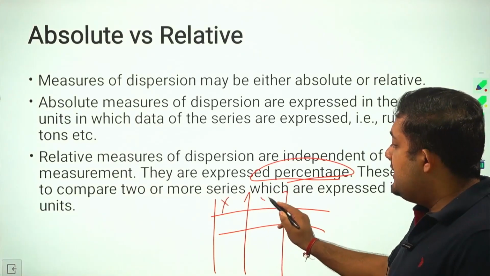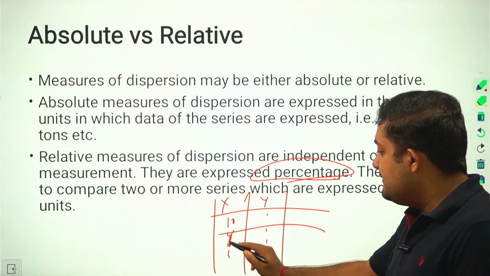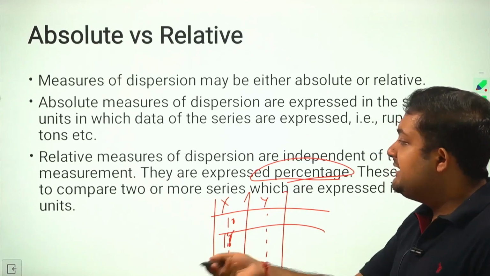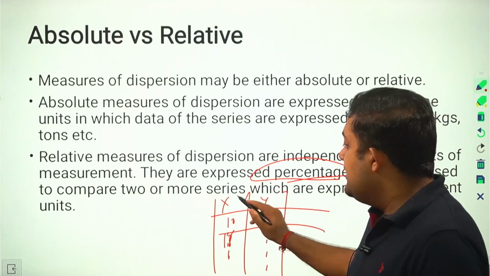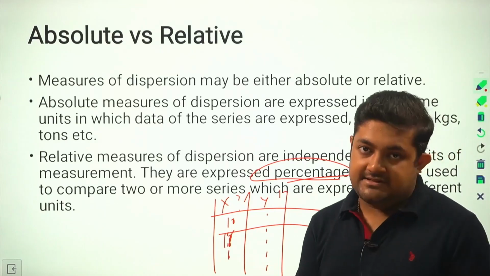X, Y, here your data is given, basically 10, 12, 18, 14, data is given like this, suppose. So basically we will directly consider that it is a relative measure of dispersion because there are no units of any kind, we don't have units and that are measured in percentage.